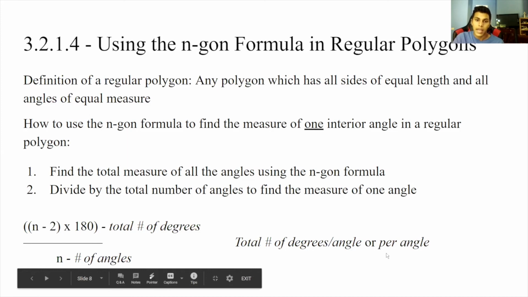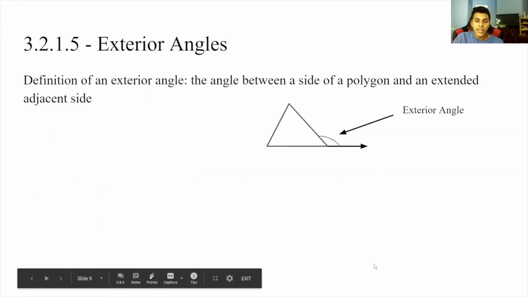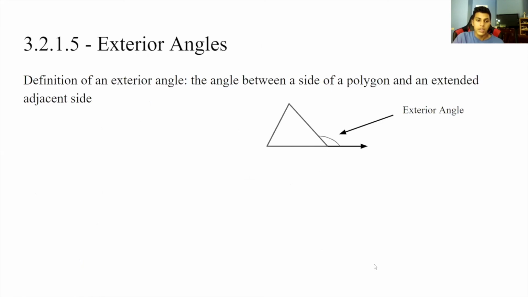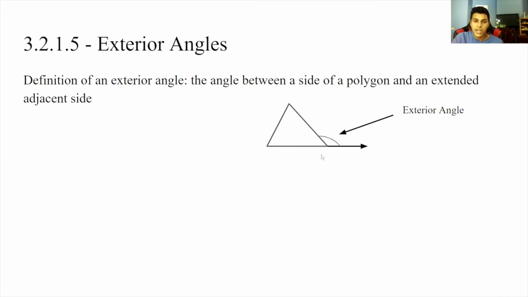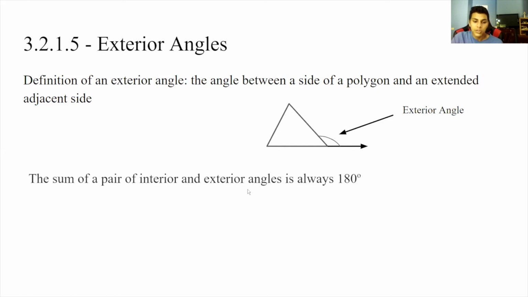After that, and finally, we talked about exterior angles, which is an angle that's created between a side of a polygon and an extended adjacent side, where an extended adjacent side is when you extend a side on a little bit further than the boundary of where it meets the other sides. So the exterior angle is the one created in between the extended adjacent side and the regular sides of the polygon. And we also learned that an exterior angle and interior angle, the pair of the two of them, always add up to 180 degrees.